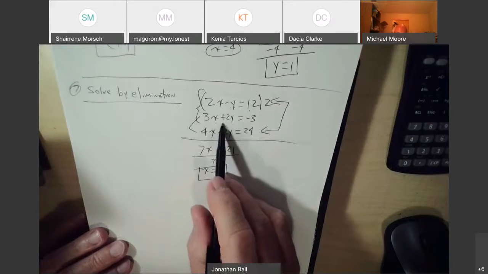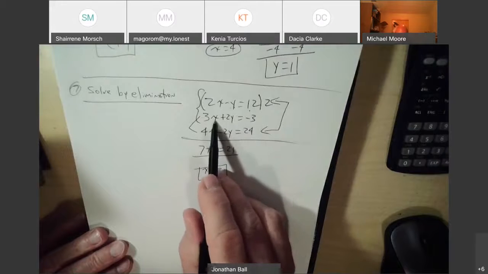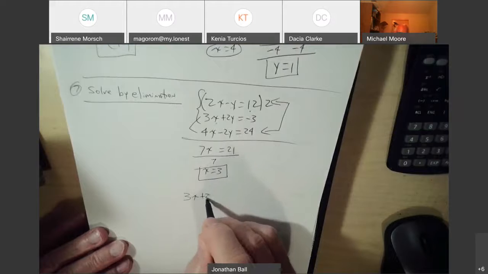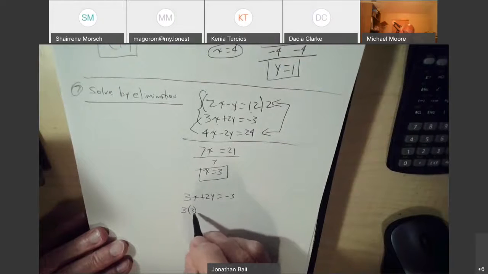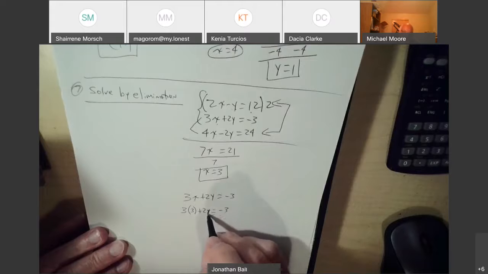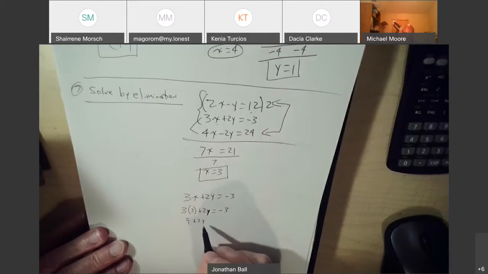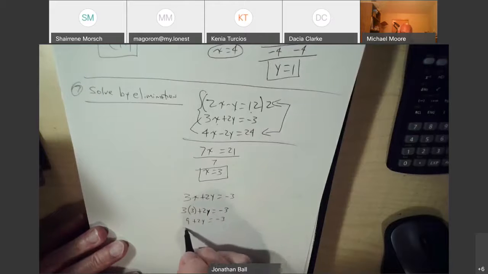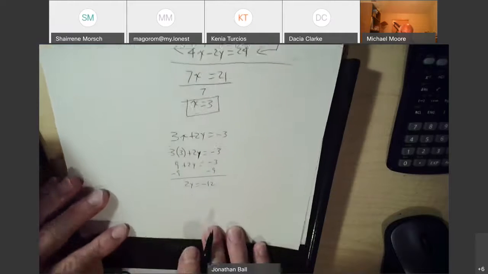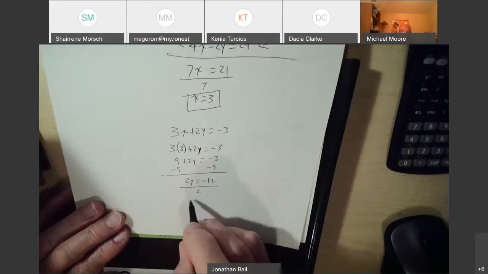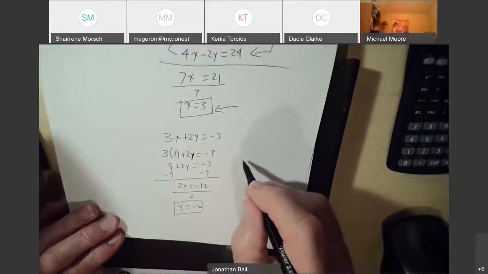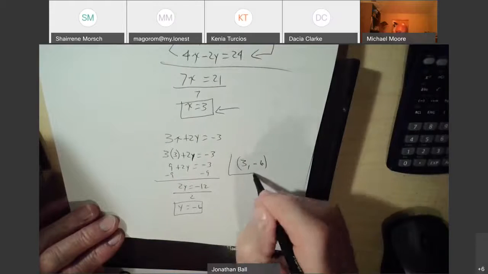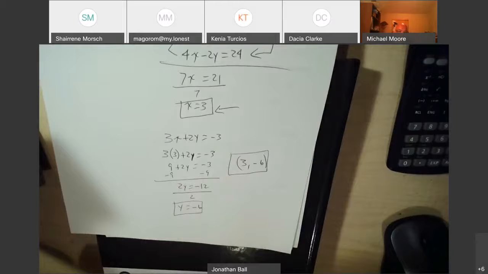Now, let's plug it into the, doesn't make any difference. Let's plug it into the bottom one. 3x plus 2y equals negative 3. So instead of x, we're going to plug in 3 plus 2y equals negative 3. 9 plus 2y equals negative 3. Subtract 9 from each side. 2y equals negative 12. Divide by 2. Y is negative 6. So our solution here is 3 comma negative 6. That is the solution. That's where the two lines cross.